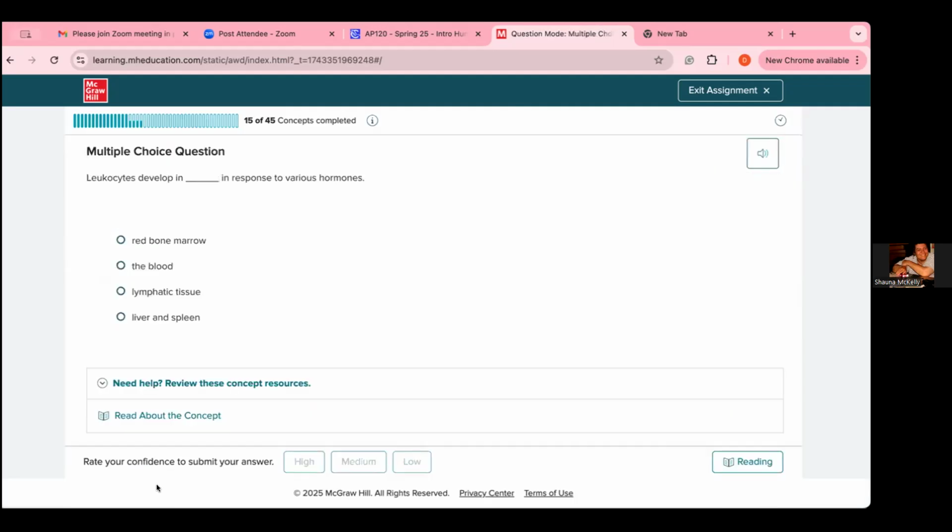Okay, now leukocytes develop in blank in response to various hormones. Okay, let me see. Hold on. Let me look it up.